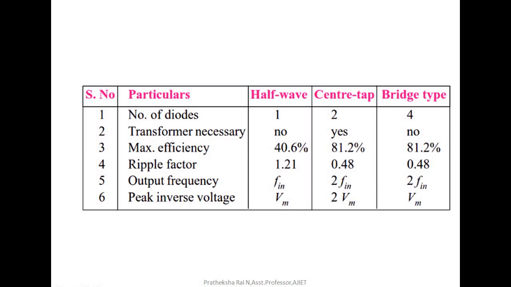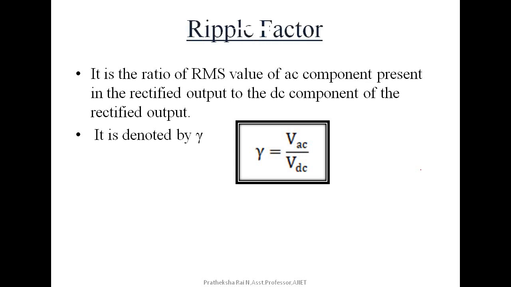Here we are concentrating on one concept, that is ripple factor. So now you have to understand why we are concentrating on this factor, where half wave rectifier it is 1.21 and center tap and bridge rectifier it is 0.48. Yes, so we have already seen that ripple factor is the ratio of RMS value of AC component present in the rectified output to the DC component of the rectified output, or gamma is given by VAC divided by VDC.